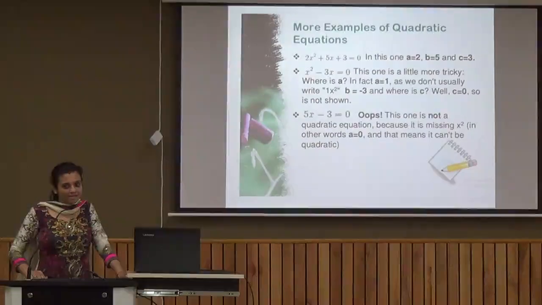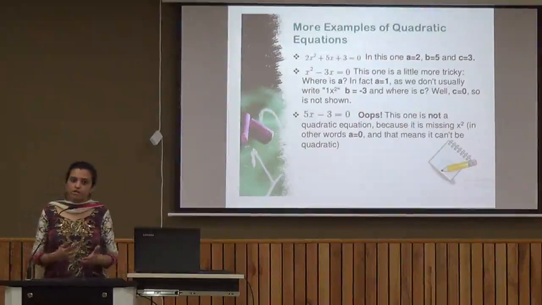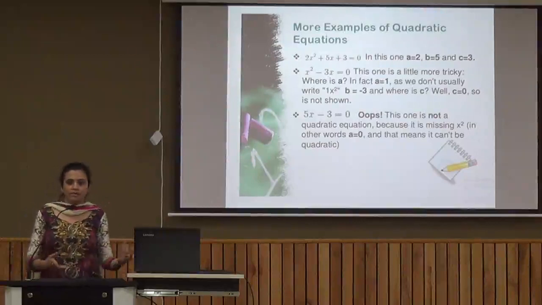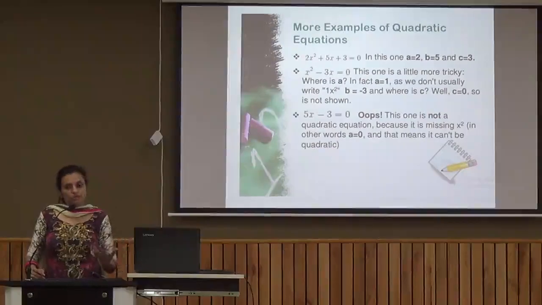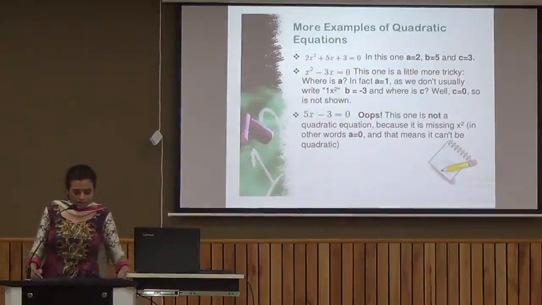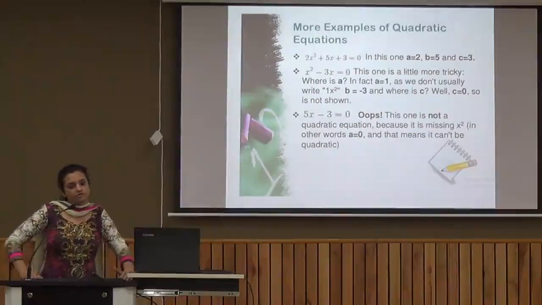Where is a? Yes. In fact, a is 1, as we don't usually write 1x squared. We simply write x squared. So, as I say, 1 is omnipresent. So, x squared would mean 1x squared and a is 1. b is minus 3. And where is c? Well, c is equal to 0, so it is not shown. No need to write 0. Then, 5x minus 3 is equal to 0.